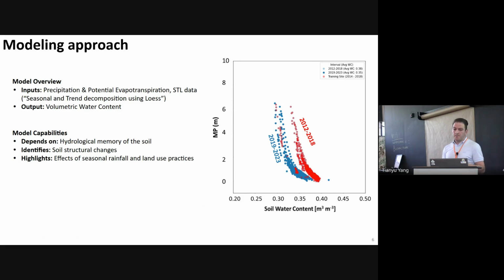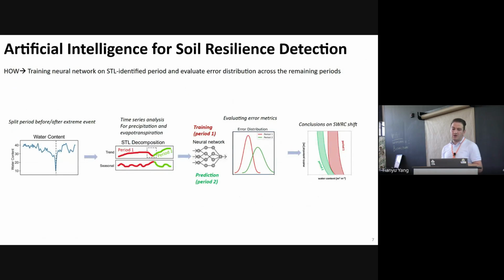What the model will do is simply identify the hydrological memory in the soil. By identifying the hydrological memory, we will be able to know if we have soil structural changes. And just to give you an idea how the model is working, this is just an assumption.